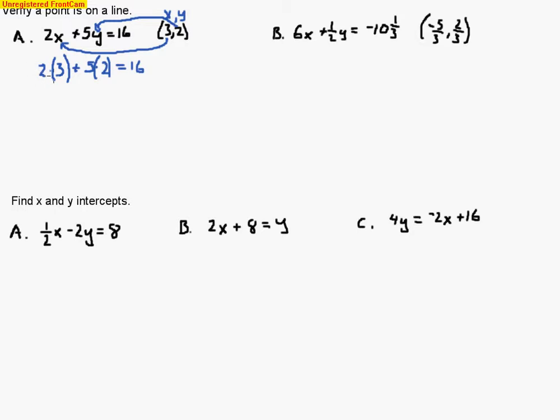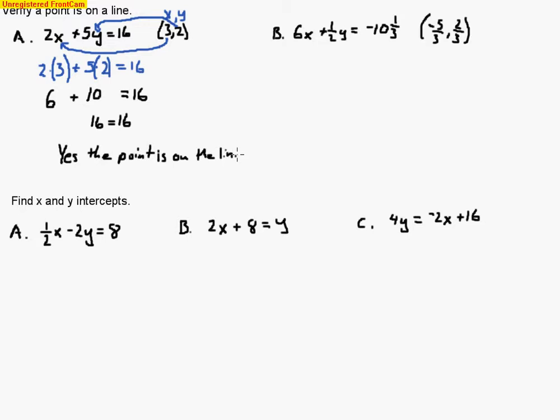So 2 times 3 gives me 6, and then 5 times 2 gives me 10. And if that point is on the line, those two numbers will add to make 16. And sure enough, they do. So when they add to make 16, those are equal numbers, then we say yes, that point is on the line. And that's what we're asked to do, to actually really see whether it's on the line. So there it is. Yes, the point is on the line.